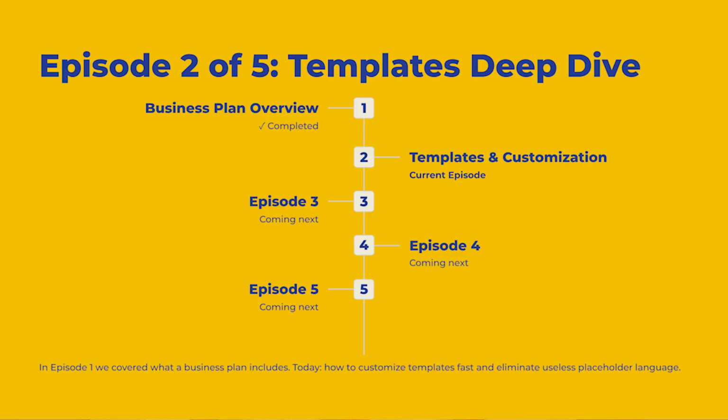This is episode 2 of our 5-part series on building a photography business plan. In episode 1, we covered the complete overview of what a business plan includes and why it matters. Today, we are going deep on templates, how to customize them fast, and how to eliminate the generic placeholder language that makes most plans feel polished but useless.